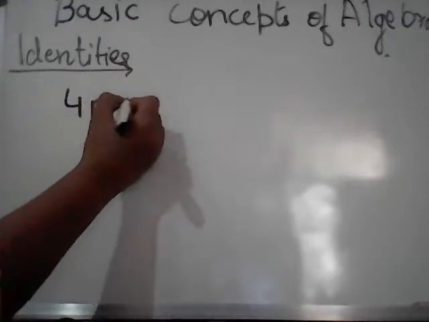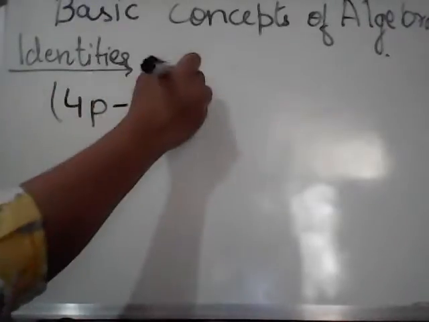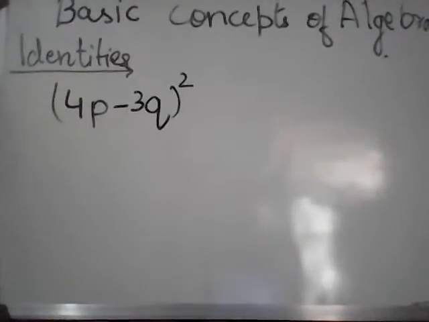4p minus 3q plus 1. We can solve this expression in two ways. One is using identities and the other one is the normal way. So you'll see the difference, how easy it is to solve an expression by using an identity. With practice, you will be able to judge which identity you have to use. So keep on practicing these questions.